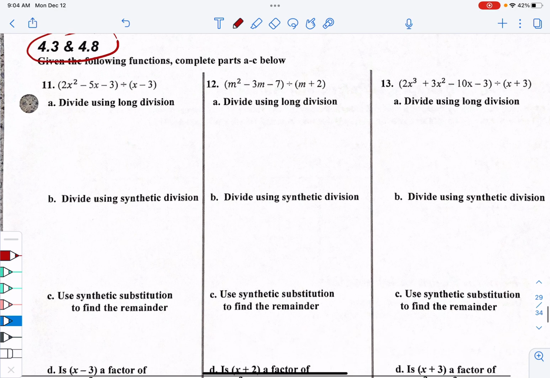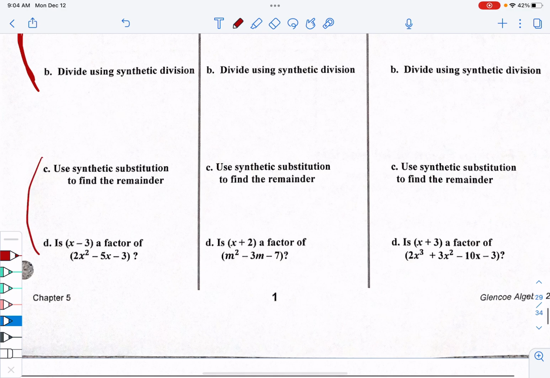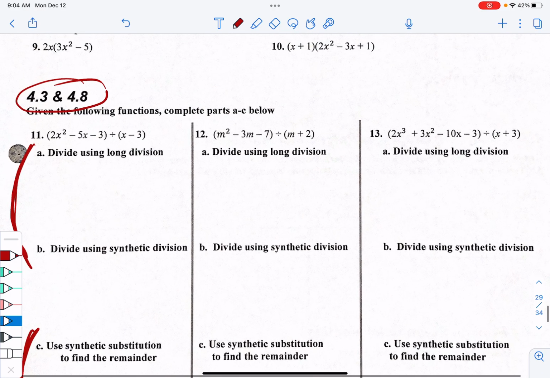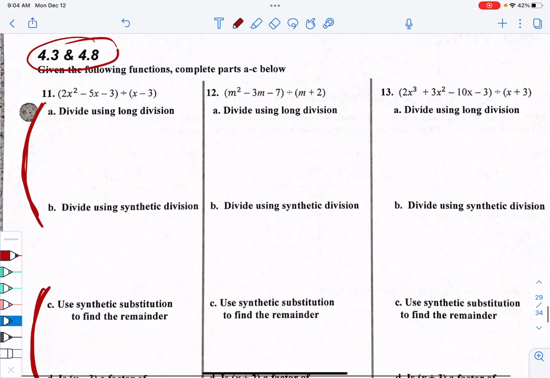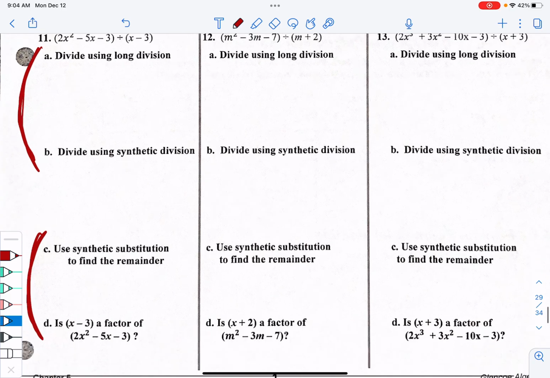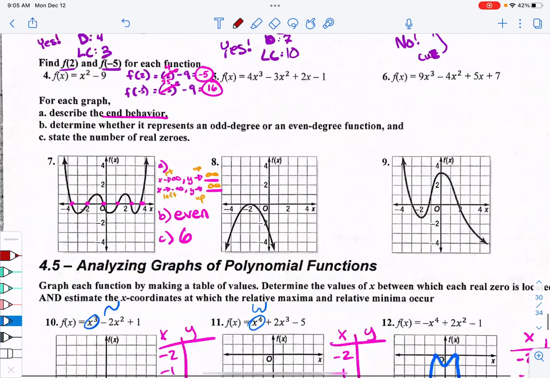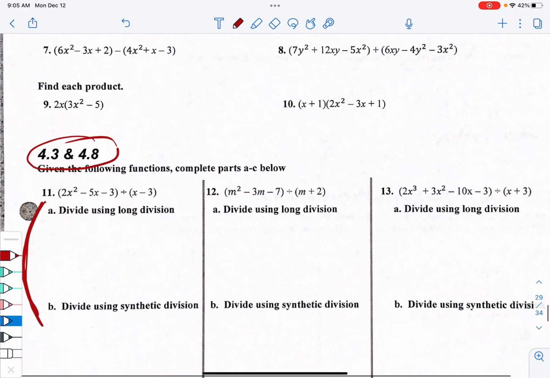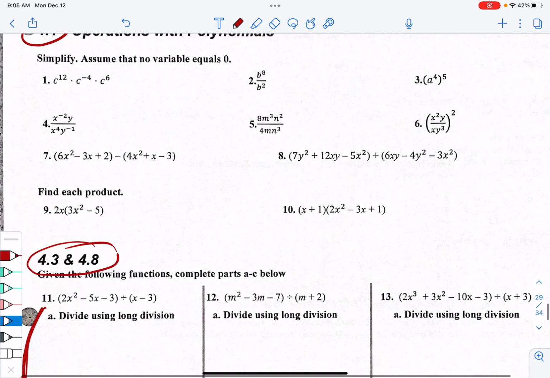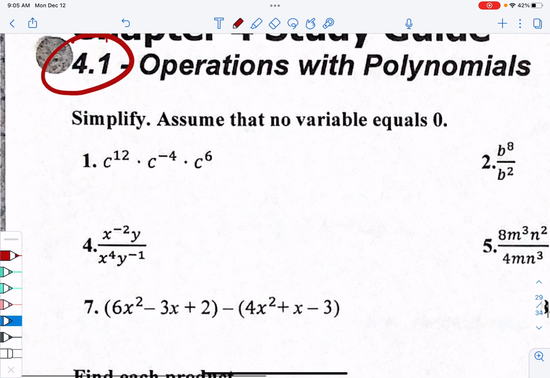So 4.3 is going to be the long and synthetic division, and then the 4.8 stuff is plugging the number in to see what the remainder would be, okay? And then telling whether that is a factor. We have 3 of those problems, but 4.3 and 4.8 kind of go together, so that's why I lumped them together. And then tomorrow we'll do the back part, starting with a 4.4 section, a 4.5 section, all that good stuff, okay?